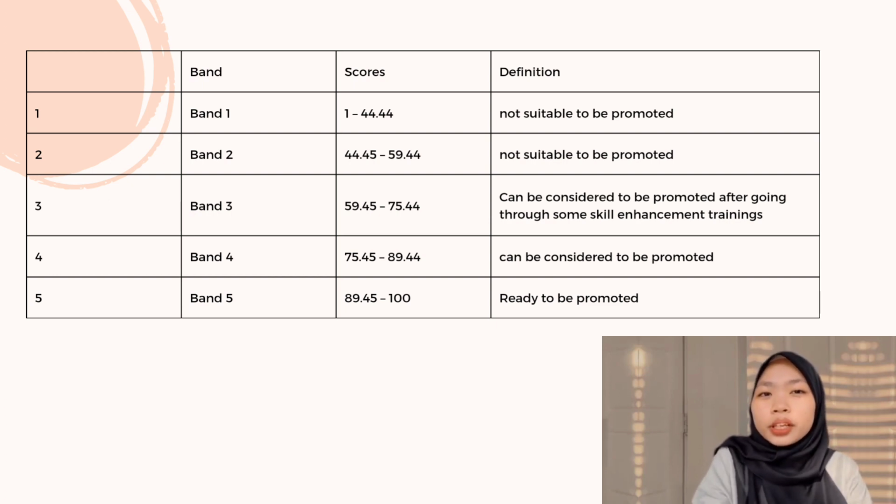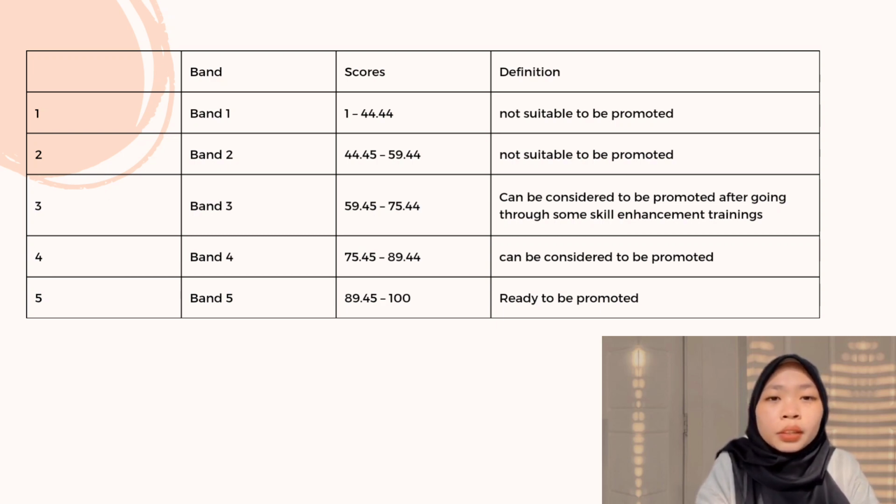Next, in this part, I am going to determine the competency band of each candidate according to the total score in the previous question. If the candidate got a total score from 1 until 44.44, they will be in band 1. For band 2, the total score is from 44.45 until 49.44. 49.45 until 75.44 is the total score for band 3. In band 4, 75.45 until 89.44.